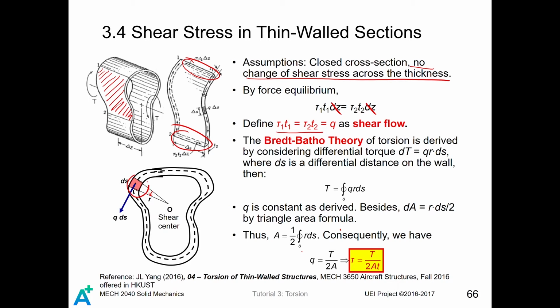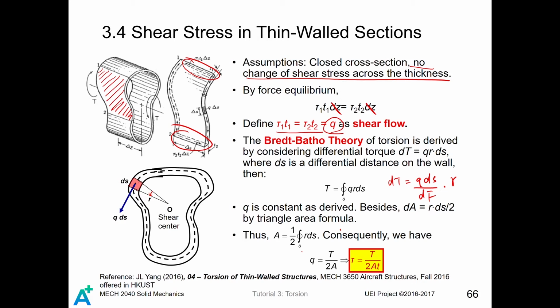Consider a piece of material under the shear flow q with the length ds. Since the shear flow has already taken the thickness of the material into consideration, q ds is just a force, a differential force acting on this differential element. Therefore, we can write the differential torque equals the differential force times the length of the arm, r. As we derived, q is a constant, it is uniform.